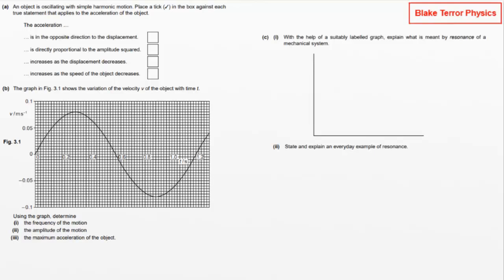Hello, here's some more practice on simple harmonic motion. Starting off, they're giving us a little tick box exercise to do here. We've got an object oscillating with simple harmonic motion. Place a tick in the box for each true statement.